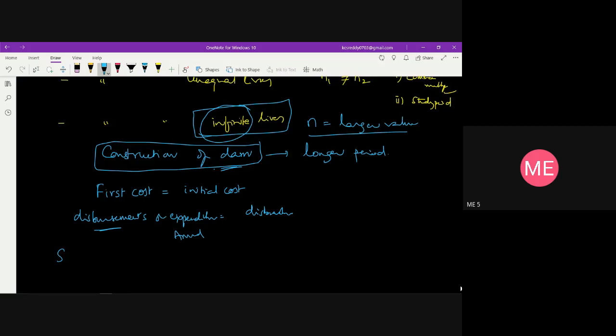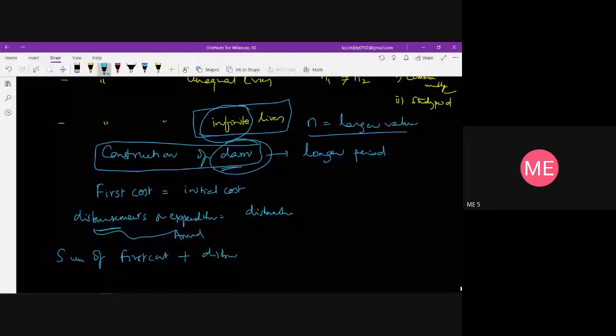So the sum of the first cost and the expenditures for maintaining this particular dam, disbursement or expenditure together. Because when I say this is annual, it means the cash flow.